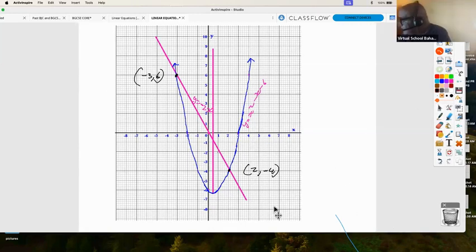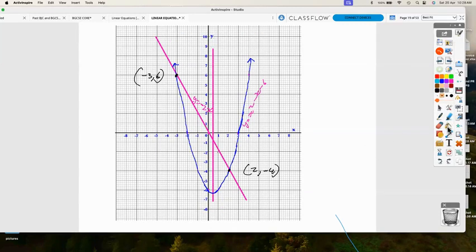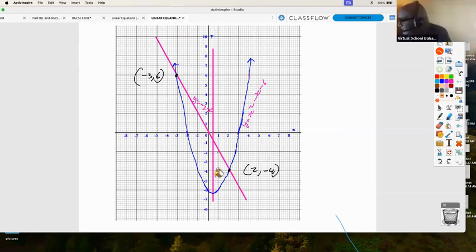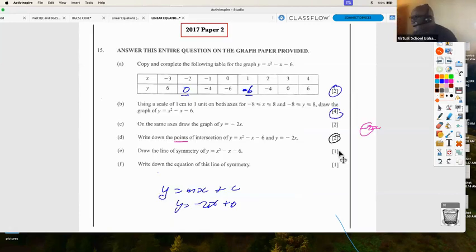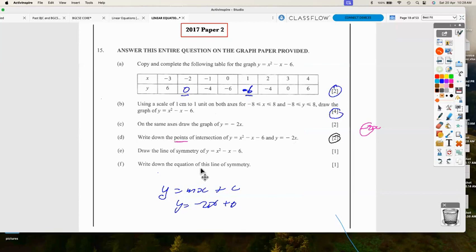So I'm going to use a different color on this one so we don't get mixed up. This line here is called the axis of symmetry, and the axis of symmetry divides the parabola into two equal parts. When we look at this lower point here, it is between 0 and 1, right? So what would you say this line passes through? Let me come back to you. It says write down the equation of the line of symmetry.